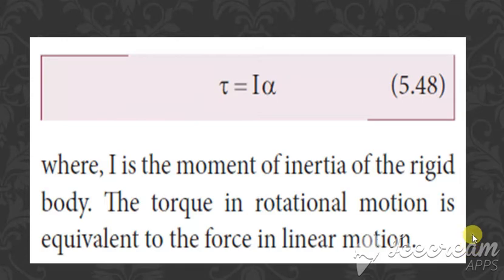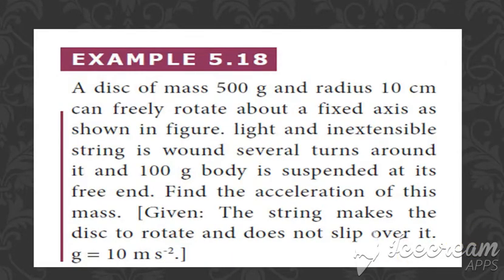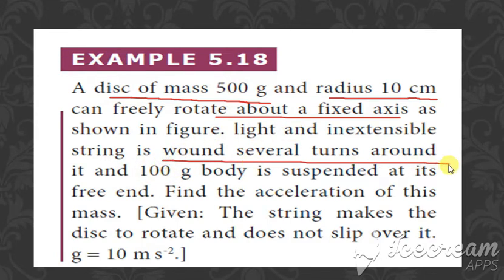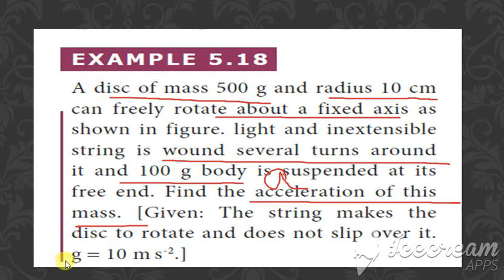Clear? So next we are going to see example 5.18. It says that a disk of mass 500 gram and radius 10 centimeter rotates about a fixed axis, and it has several turns. It is of mass 100 gram. Find the acceleration. So we are asked to find the acceleration of the body, and we are also given the value of g. g is equal to 10, they have given.